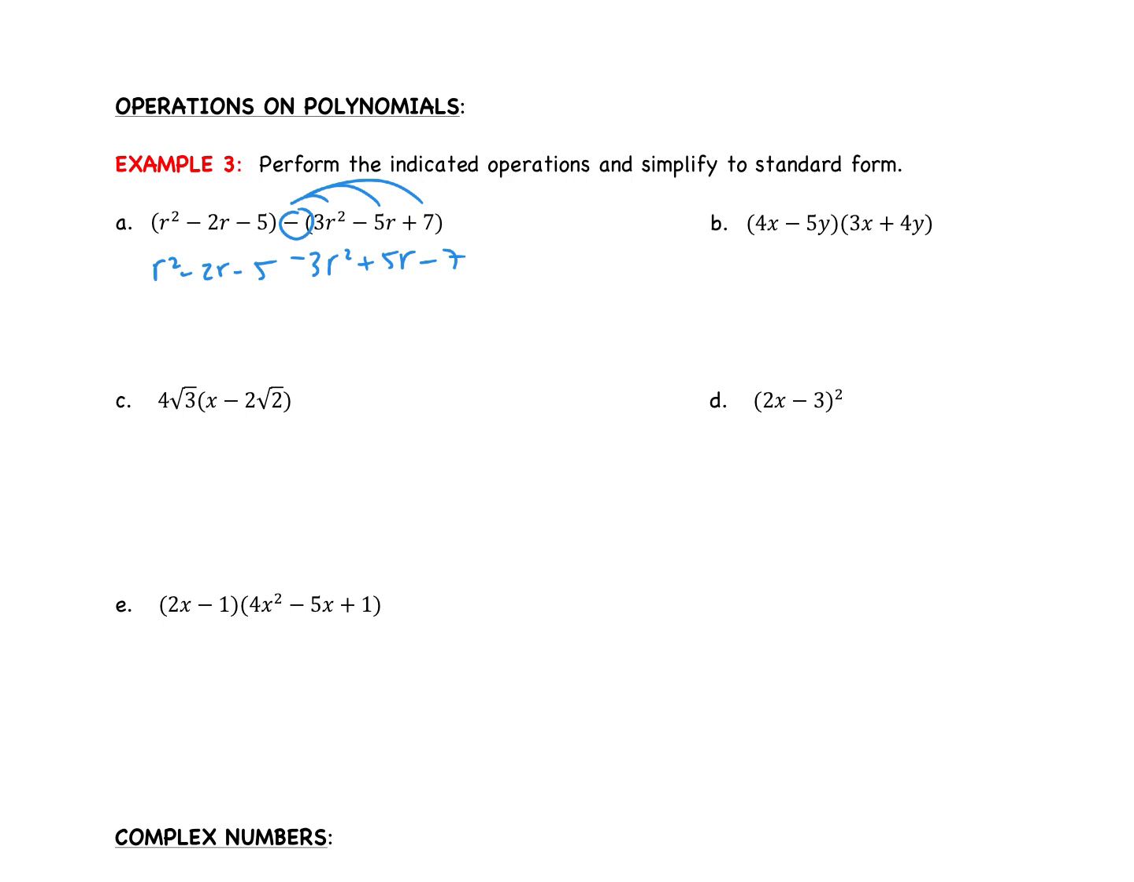Standard form means highest power goes first. So if we're combining like terms, r squared is our highest power. r squared subtract 3r squared is -2r squared. Not r to the fourth, doesn't change the exponent at all. -2r and +5r is going to give us +3r. And -5 and -7 gives us -12. That is our final answer. That is in standard form. We have highest power, then we decrease.